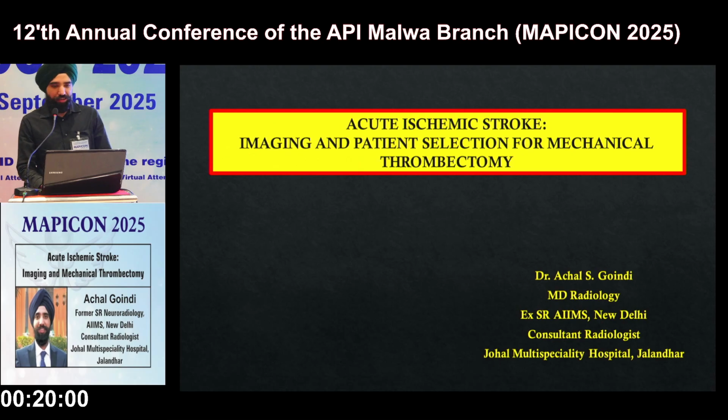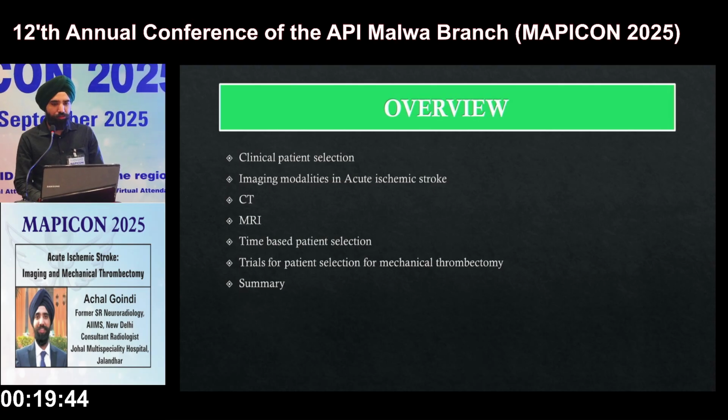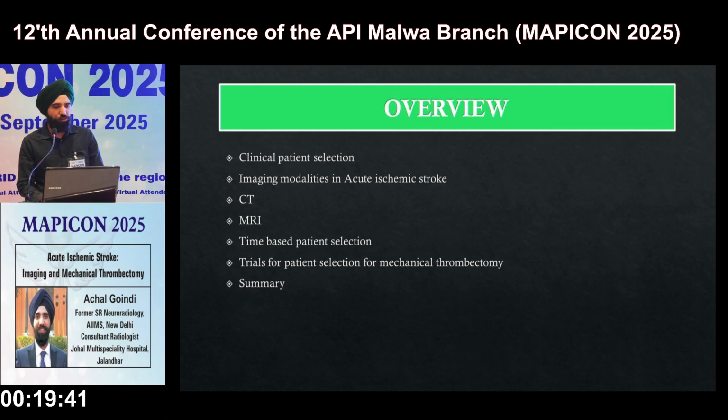So today we'll be discussing a very important topic, the acute ischemic stroke, and it is perhaps one of the most important medical emergencies which we encounter almost in our day-to-day lives in the emergency setup. This is the basic overview of what we shall be discussing today: the patient selection and the imaging modalities being used for acute ischemic stroke, and along with that we will touch upon the criteria and which patients are suitable to undergo procedures such as a mechanical thrombectomy.